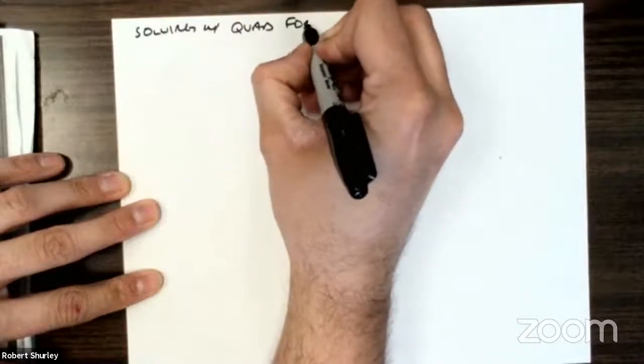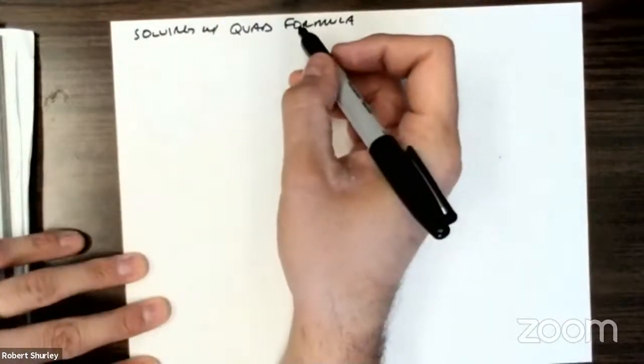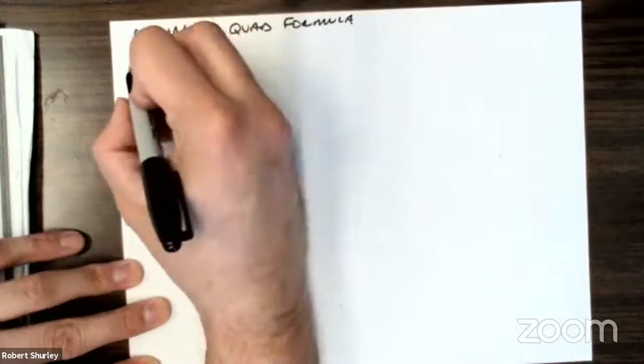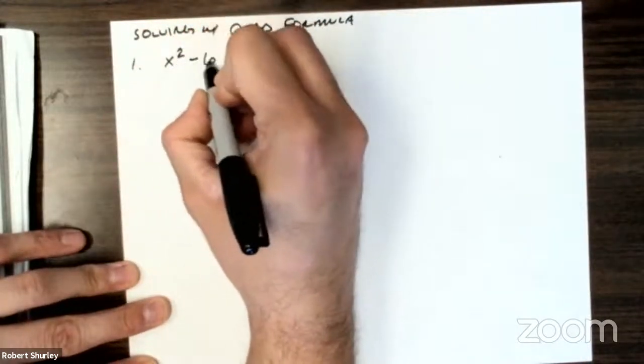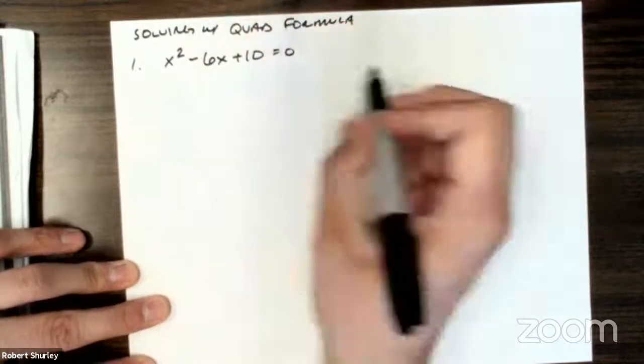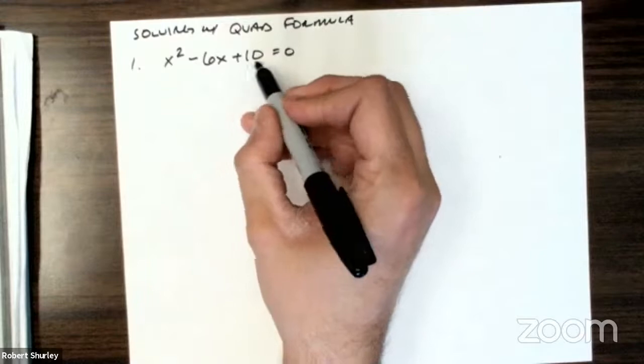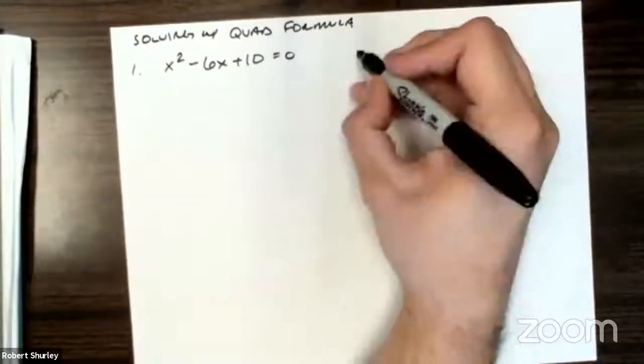So the last way to solve these we're going to go over is just the quadratic formula. And again, I assume you know how to do this. The tough part is simplifying the quadratic formula, but I'm going to go over a few different ones that are really set up to do this. So this is solving with the quadratic formula. Let's say number 1 here, x squared minus 6x plus 10 equals 0. Notice we can't factor this. There's not two numbers that multiply to give me 10 that add to give me -6.